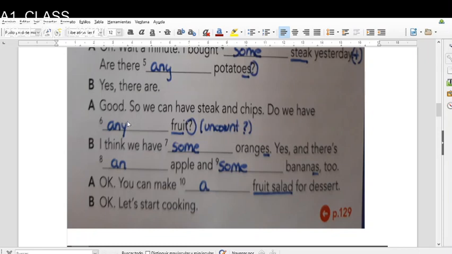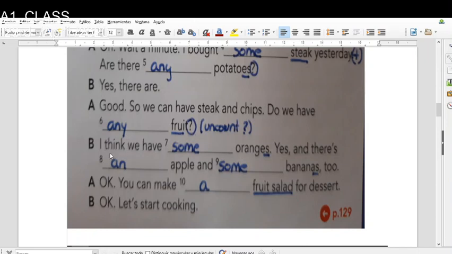Good. So, we can have steak and chips. Do we have fruit? Well, fruit is uncountable. And we have an interrogative form. Then, any. Do we have any fruit? Vale, because it's uncountable and interrogative, any. Do we have any fruit?